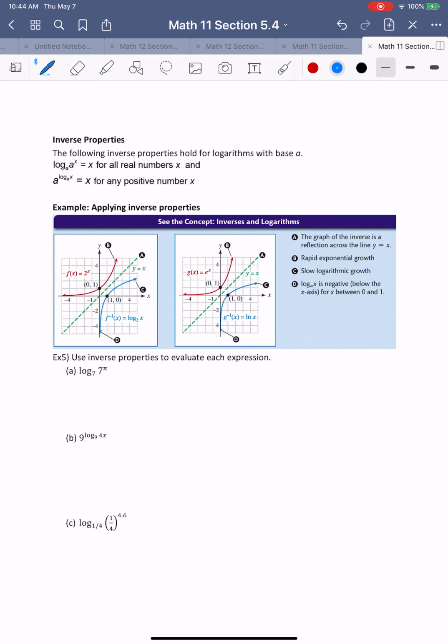All right, inverse properties. The following inverse property holds for the logarithm with the base a. So as long as you match this and this with the log, the x comes out, and then same thing here too. This is a match and the x comes out too. And then applying the inverse function is always symmetric with respect to y equals x. See here, whatever that is. So when you use that, this is equal to pi, this equals 4x, and this equals 4.6. Very easy to answer.